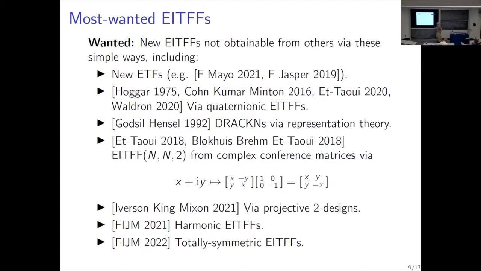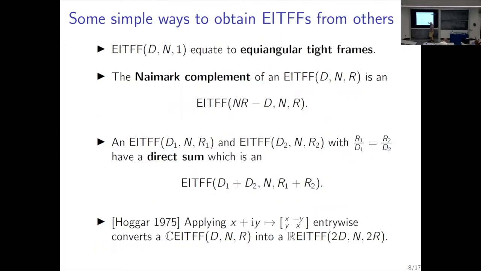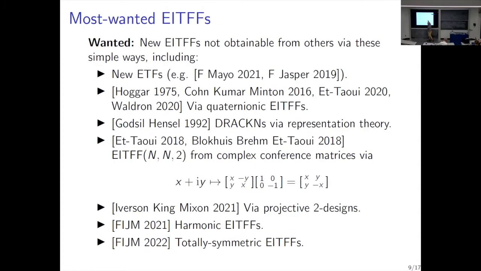What I'll be talking about for the rest of today is Chris and his student. I actually have a way in their paper that we didn't fully appreciate until recently of constructing these using DRACKNs and representation theory. Other ones that don't really fit into combinations of existing ones and these simple tricks are Et-Taoui and some co-authors, who have a version of Hogar's trick where they represent a complex number as a 2x2 matrix in the natural way, but then they twist it and they stay inside of the orthogonal group, but they leave the special orthogonal group to do this.